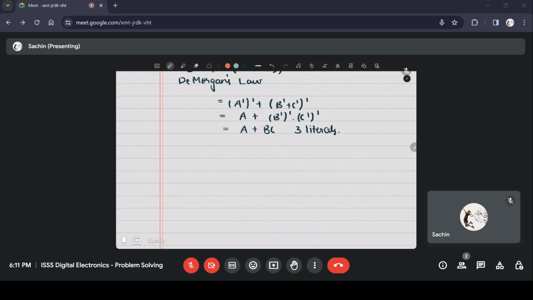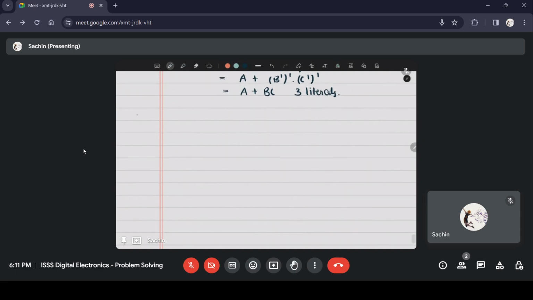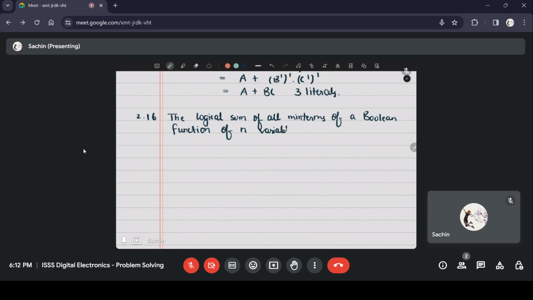Next we will go to question 2.16. The question is: the logical sum of all minterms of a Boolean function of n variables is 1.